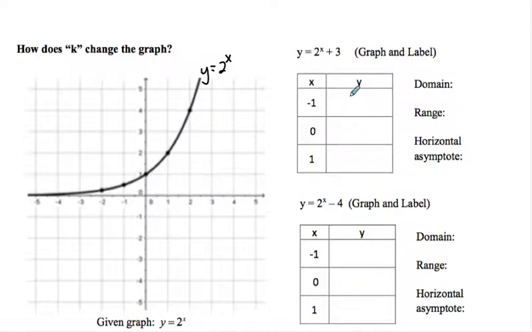Let's grab a couple points just to get an idea of what's happening. At -1, I get 2 to the negative first plus 3, which is a half plus 3, or 3 and a half. At 0, I have 2 to the 0th plus 3, which is 1 plus 3, or 4. And at 1, I have 2 to the 1st plus 3, which is 2 plus 3, or 5. Let's take a look at where those points are going to be. At 0, I'm at 4. At 1, I'm at 5. At -1, I'm at 3 and a half.